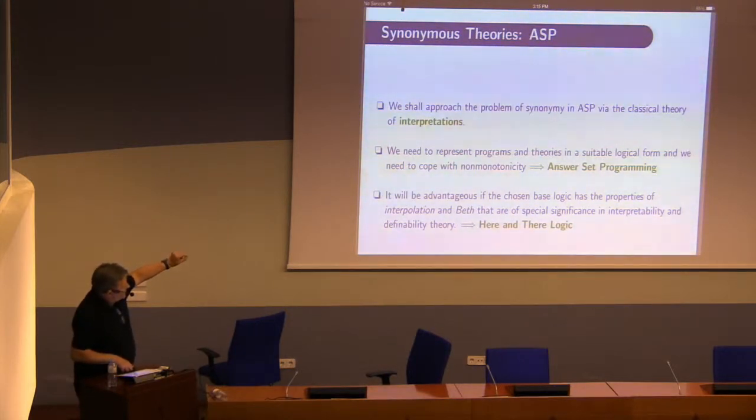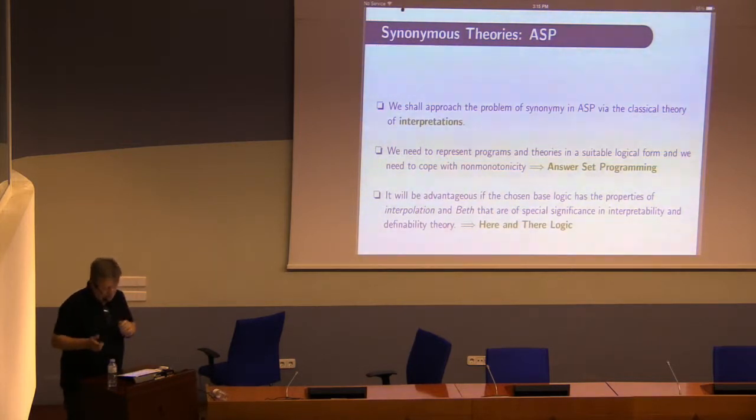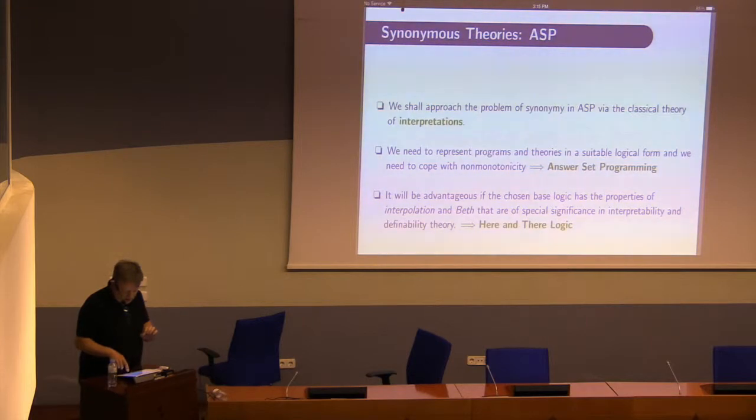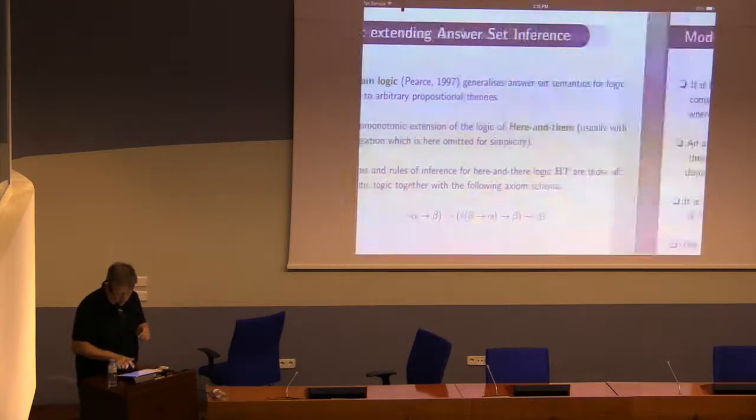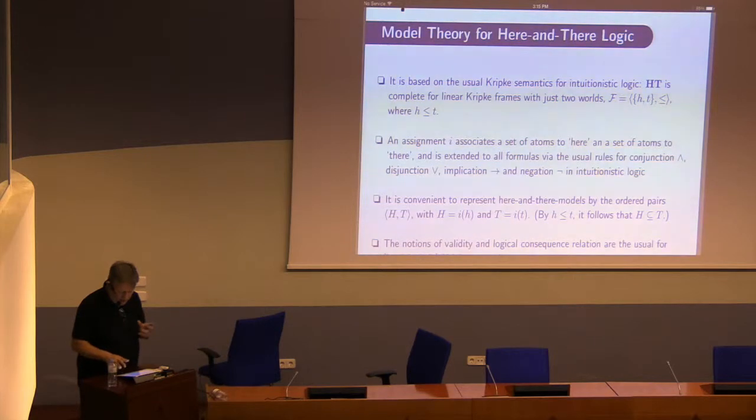So if we're dealing with non-monotonicity in the form of answer set programming, then there's a logic called here-and-there that I explain very briefly, that we can use as the base case. And there's a logic which we worked on for many years called equilibrium logic, which exactly captures these answer sets or stable models in a logical format. I skip these slides about the here-and-there logic.